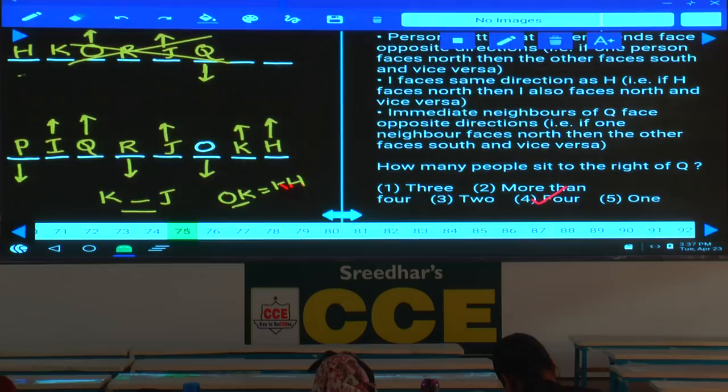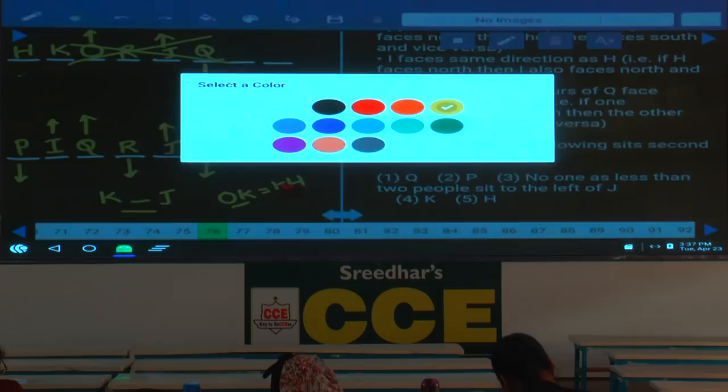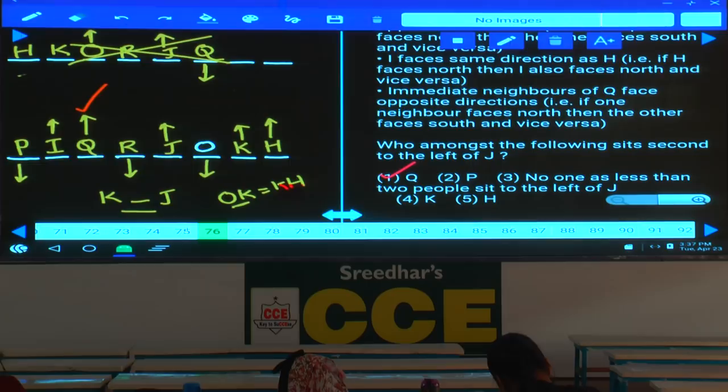Then 75, how many people sit to the right of Q? Right hand side of Q, how many people are there? There are 5 people to the right hand side of Q. 5 people, that is more than 4, choice 2. More than 4, choice 2 is the answer, 75. Then question number 76. Who among the following sits second to the left of J? J is facing north. Tell me who is that person? He is Q. That is choice 1 is the answer. And this is about question number 72 to 76. Done with this? The next one, question number 77 onwards.